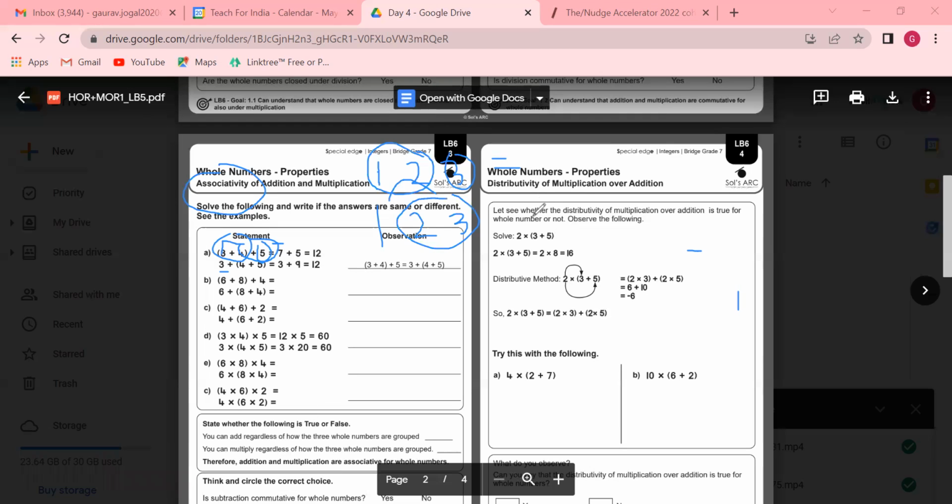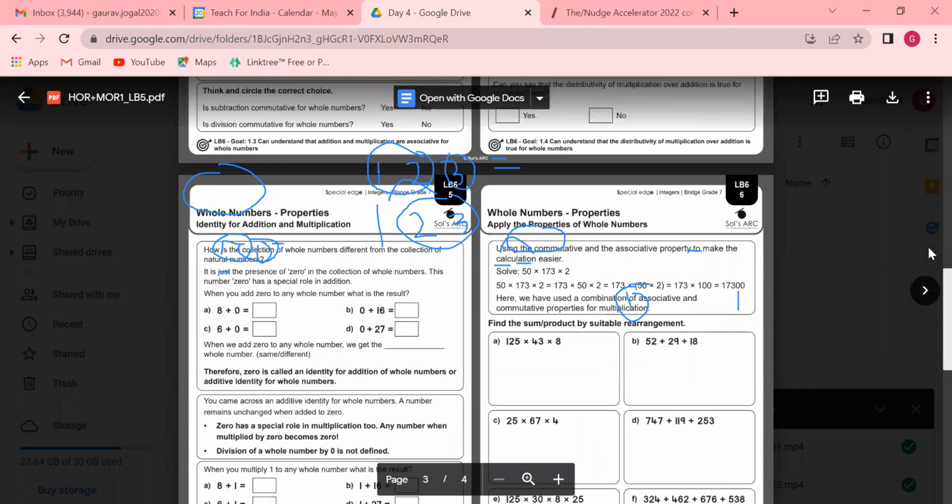Then there is something called distributive. Just as in addition this property is called associative, in distributive, understand 2 into 3 plus 5. If I first add and then multiply, that works. And if I separate this as 2 into 3 plus 2 into 5, see, the answer will also be 16. The answer will be the same. This is called distributive. These are all properties: the associative, commutative, distributive.